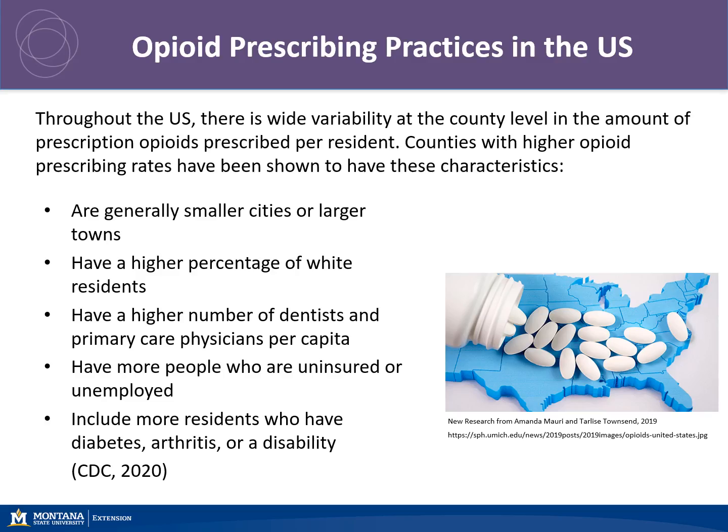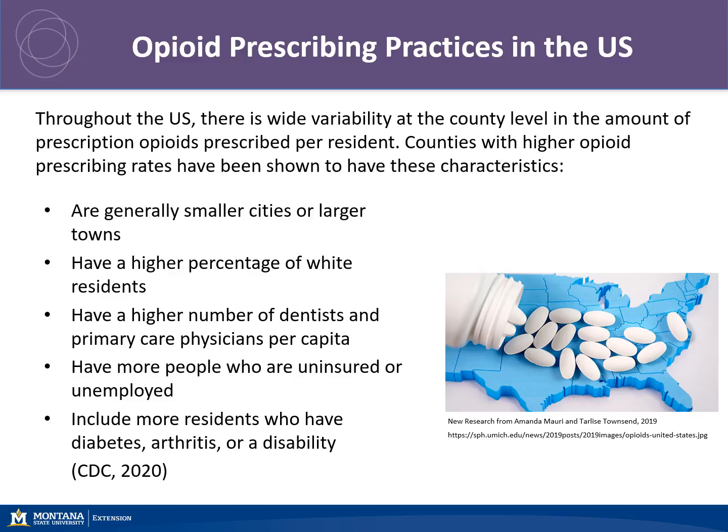Between 2006 and 2017, overall prescribing rates in the United States have decreased by 19%. However, this reduction isn't consistent across the United States, and opioid prescribing practices have been found to vary greatly at the county level. Certain characteristics seem to be present in those counties that report higher opioid prescribing rates. These characteristics include population size. Smaller cities or towns have been shown to have higher opioid prescribing rates, as do those who have a higher population of white residents.